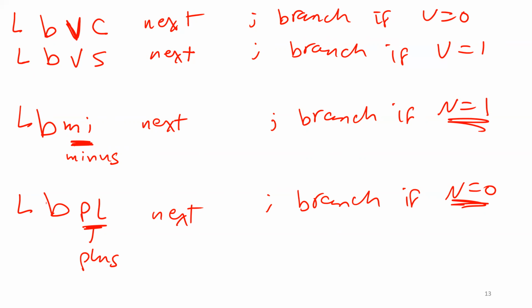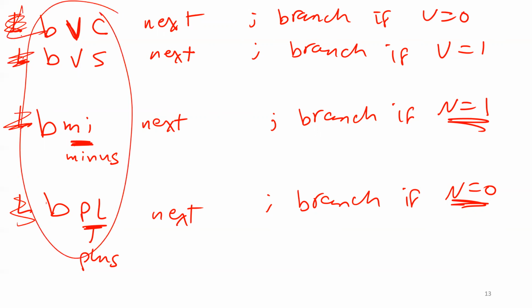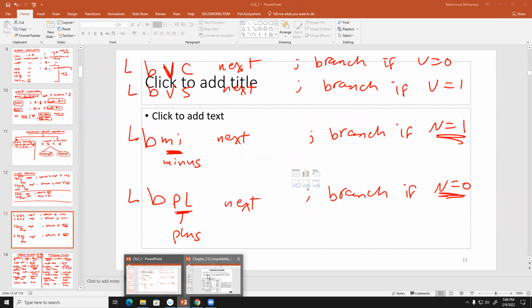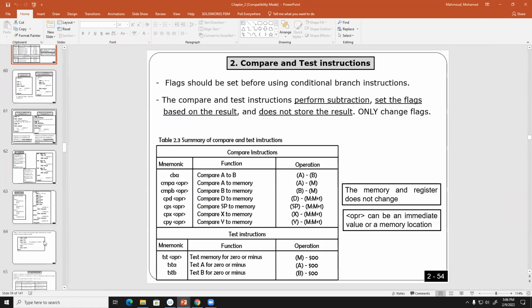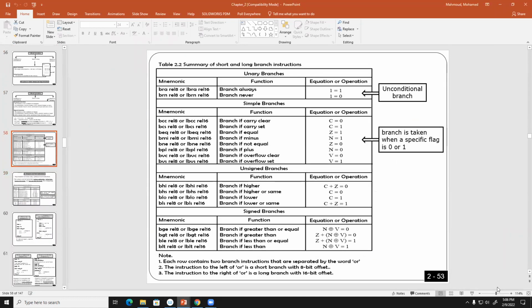One is going to branch if the flag is 0. The other one is going to branch if the flag is 1. Is that okay? As you see, all of them we call simple branches, right? And for every one of them we have 2 versions: one without letter L and one with letter L. So these are short, and if you add L, you make it long. Okay. So let me see here in the table. Yeah, again, I summarized them in the table here.